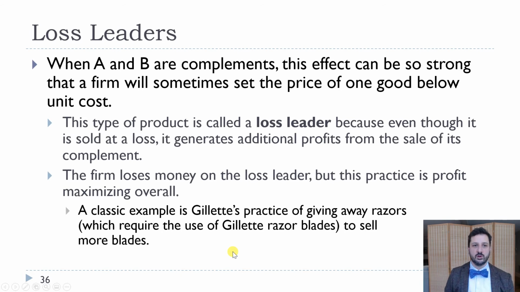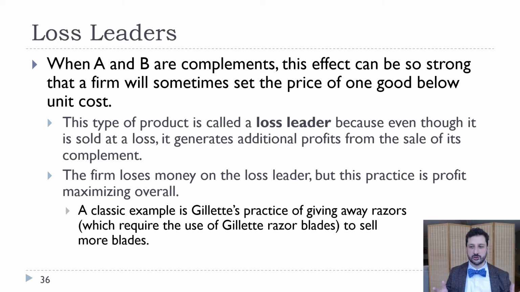So one sort of extreme example here with complements is the idea of a loss leader. With a loss leader, you're basically selling a product below marginal cost because you're going to make up the profit selling the additional complementary product. And so the classic example is razors and razor blades, right? You can buy razors really, really cheap, but they don't do you any good without the razor blades. And so the razor blades then are expensive.